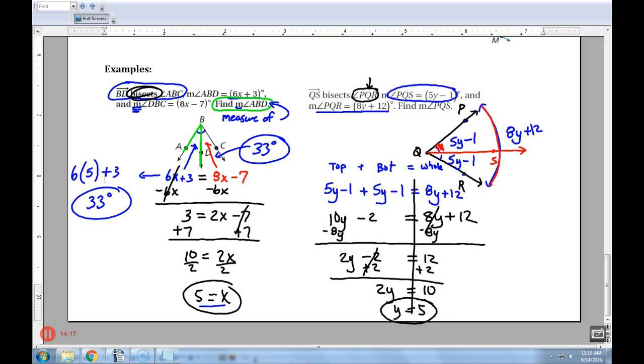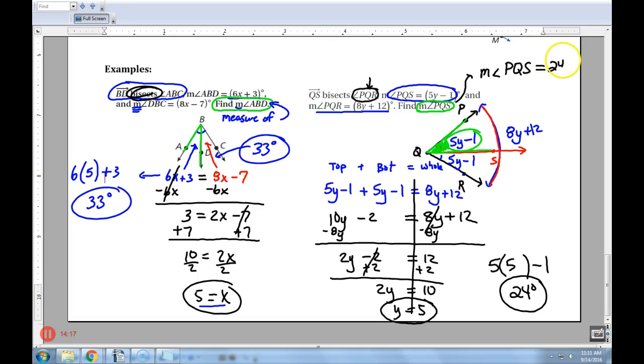Now again, we have to go back to the original question, and did we answer it? We need to find the measure of PQS. PQS, P to Q to S, is just this top part. So we need to find out how many degrees that is. I'm going to plug y into 5y minus 1. Well, y we now know is 5. So it looks like that comes out to be 24 degrees. So to answer the final question, the measure of angle PQS is 24 degrees.